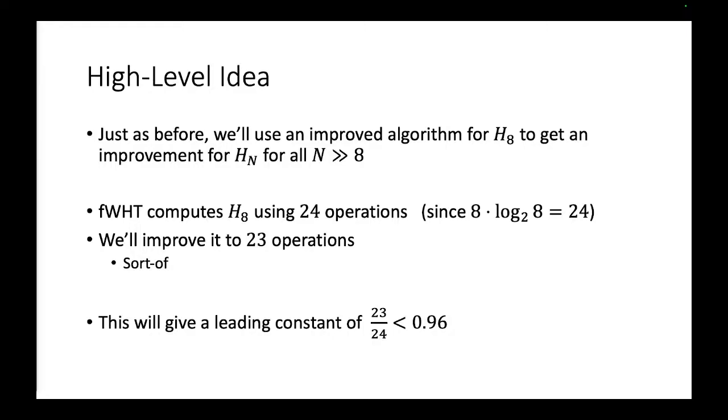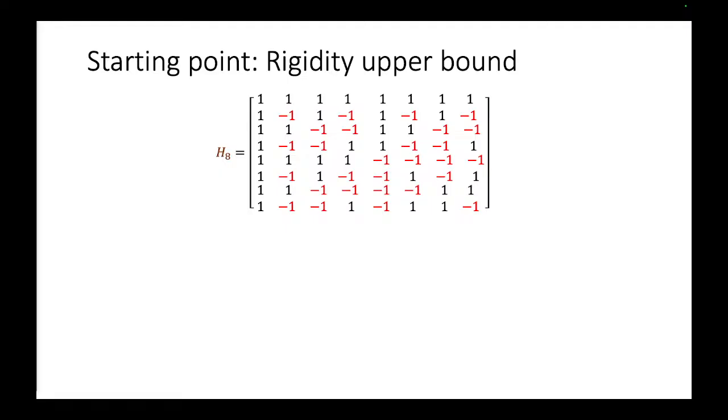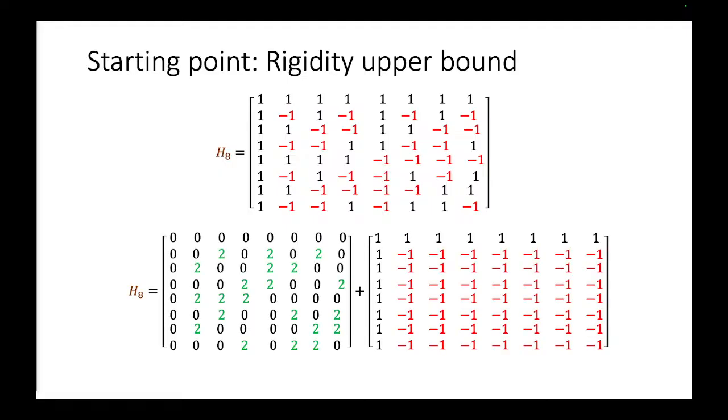And our starting point, again, is basically the same rigidity upper bound. So here's the 8x8 Walsh-Hadamard transform. I'm going to decompose it as the sum of a low-rank matrix and a sparse matrix. Actually, this is very slightly different because I put a 1 in the top left entry of the low-rank part. So it's rank 2 and 21 non-zero entries.